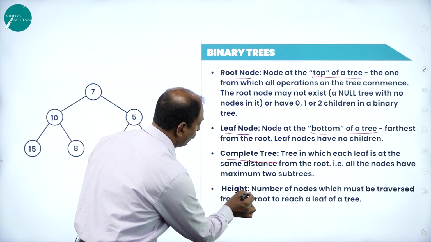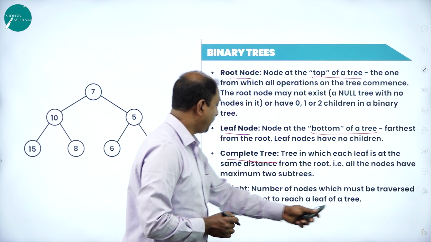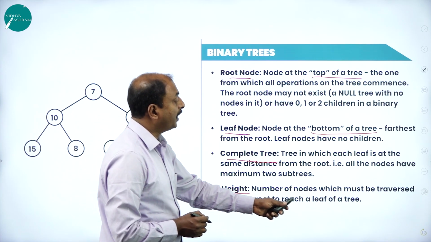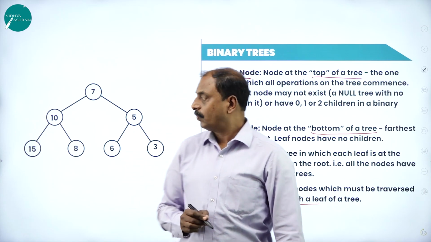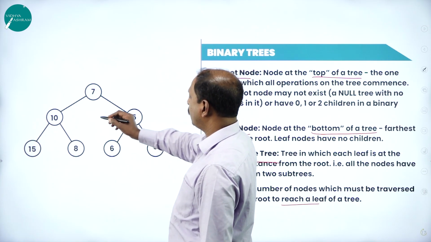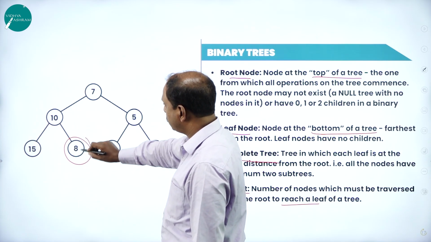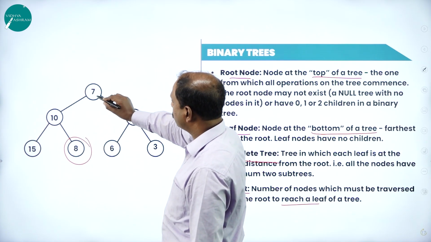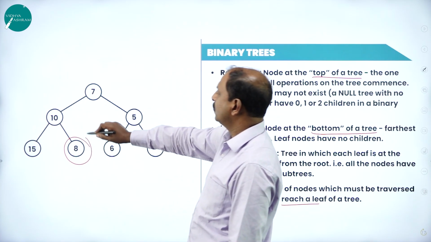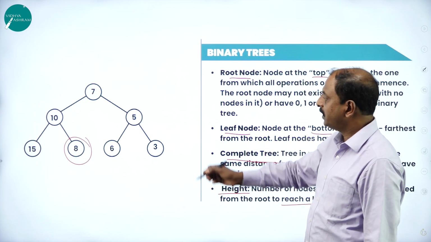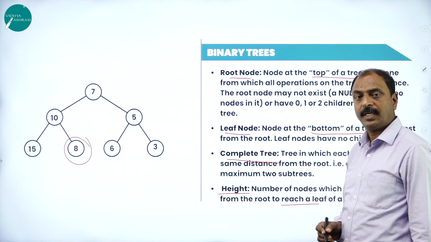Next one is height. What is the height of a binary tree? The number of nodes which must be traversed from the root to reach the leaf node of a tree. So that is the height of the tree. Suppose I want to say what is the height of this node here. If you want to reach this from the root, it has to pass from here to this, this to this, and here to this node. So the height of this node is 2. So this is the definition of the height of a binary tree.